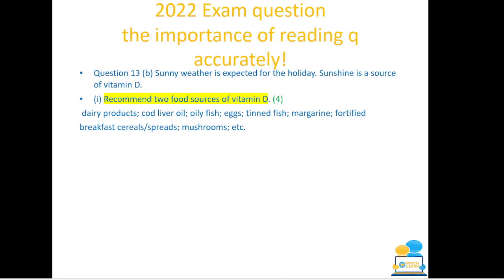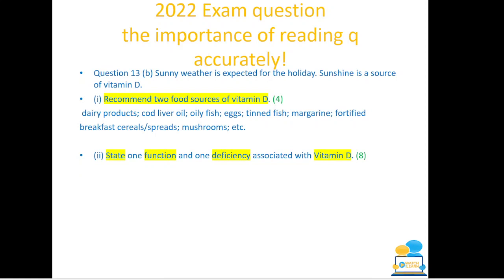And I've seen so many people do that when I use this as a summer exam question. Yes, technically, sun is a source of vitamin D, but in this question they're looking for food sources, so you need to make sure you're highlighting the key information.